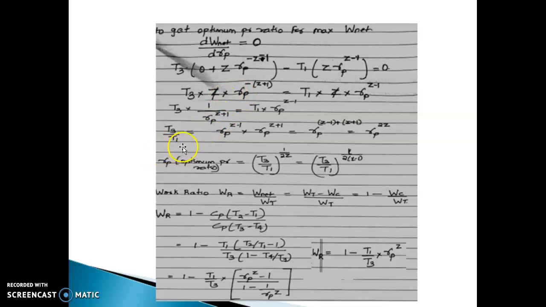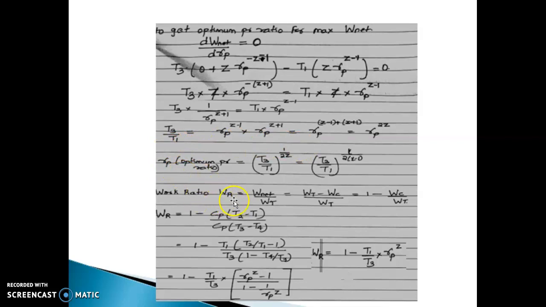Finally, after completing the derivation, what I'll get is the ratio of highest temperature to lowest temperature, that is T3 by T1, equal to Rp raised to Z minus 1 into Rp raised to Z plus 1, which is equal to Rp raised to 2Z. That is the expression for the optimum pressure ratio, in order to get maximum W net: Rp is T3 by T1 the whole raised to 1 by 2Z, or T3 by T1 the whole raised to gamma by 2 into gamma minus 1. This optimum pressure ratio, if maintained, will give you maximum W net.